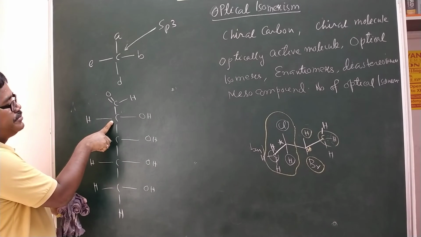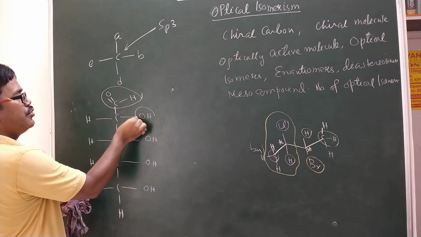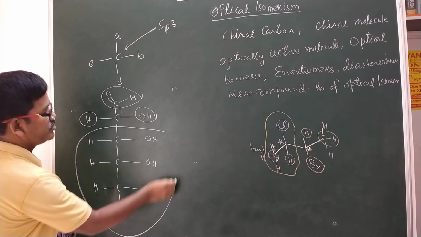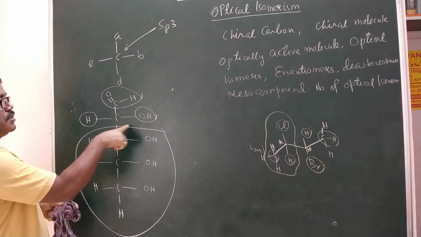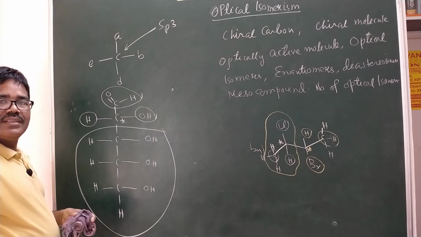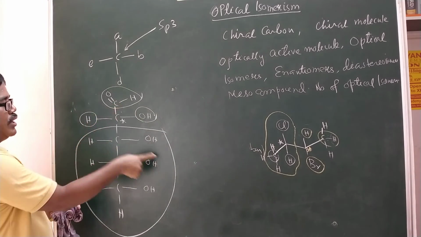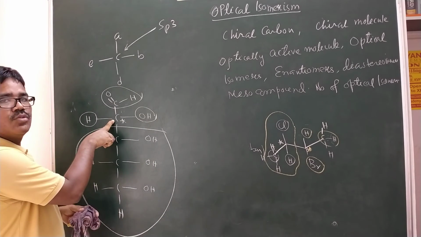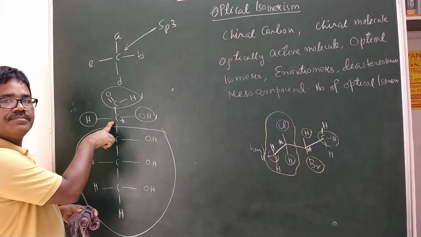Now come to this carbon. For this carbon, this is one group, this is another group, this is another group, and the rest as a whole is a group. Therefore, this carbon is chiral. Clear? This carbon is chiral: OH, H, CHO, and the whole group as a whole. Therefore, this carbon is attached to 4 different atoms or groups of atoms. That's why this carbon is chiral.